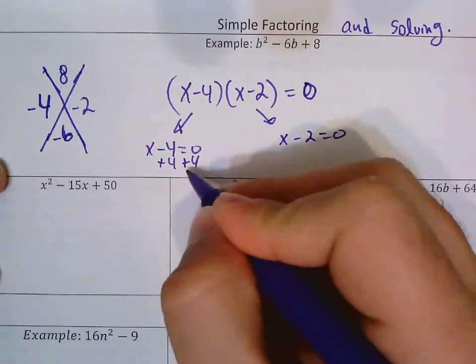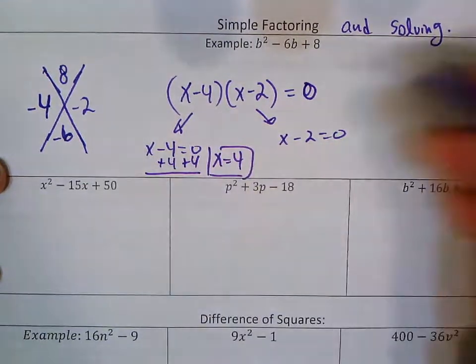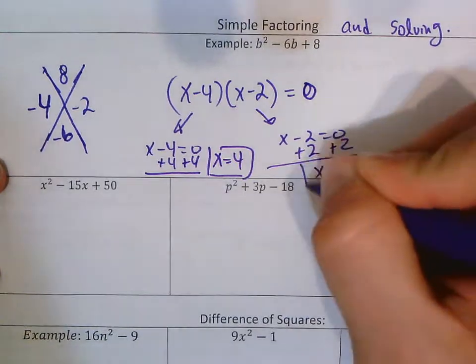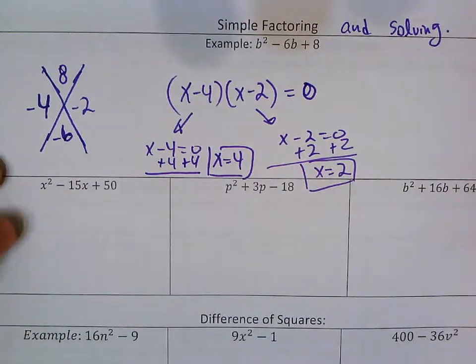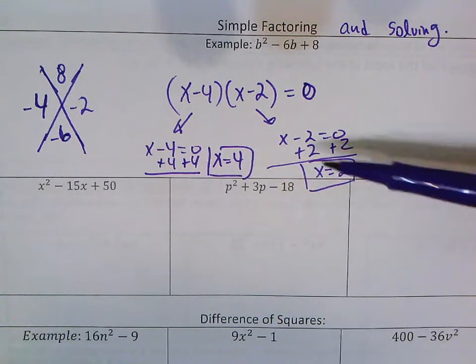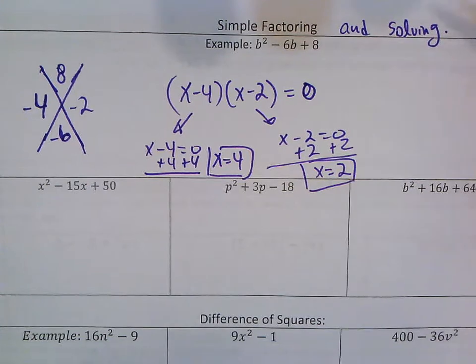So I'm going to add 4. That gives me x is equal to 4. I can add 2, so x is equal to 2. And I'm done. I know that 4 and positive 2 are the roots.